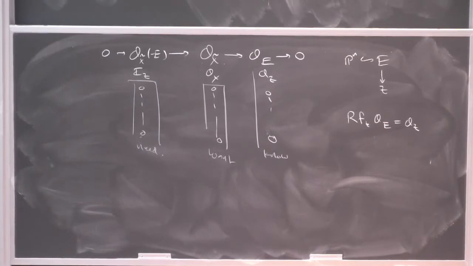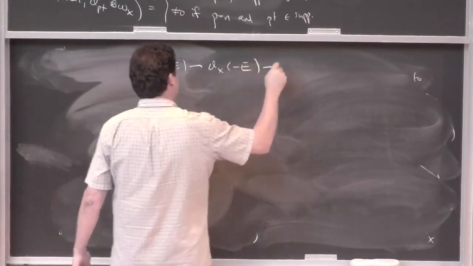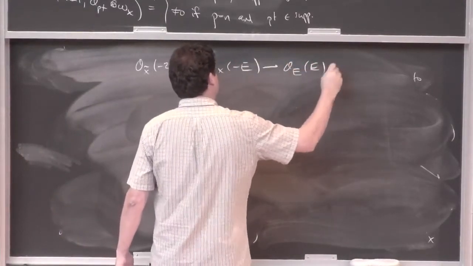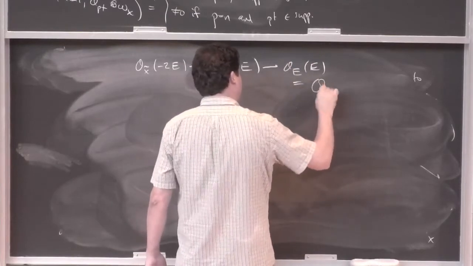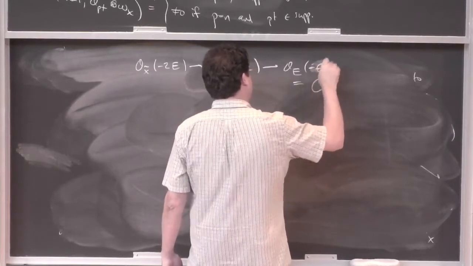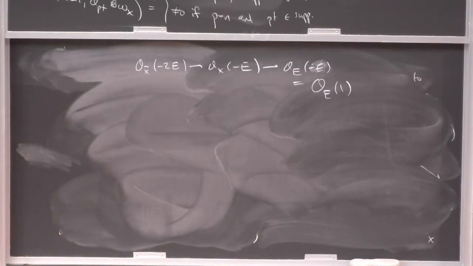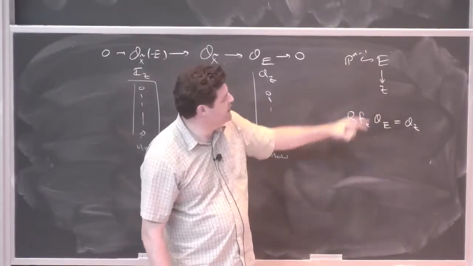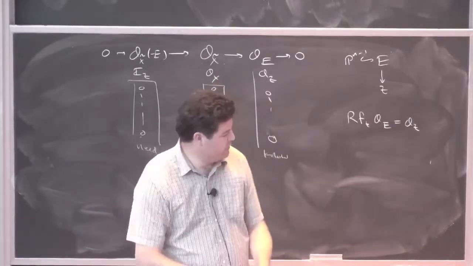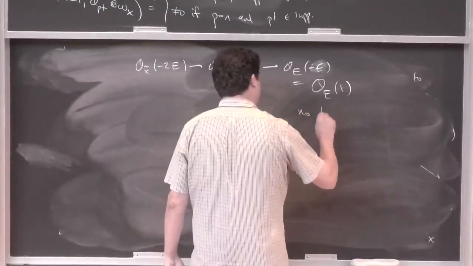So we can go O of minus 2E, O_X of minus E, O_E of minus E. And this is O_E of, sorry, this should be minus E of 1. If Z is a point, then E is a P^n, and it's a P^(n-1), and it's really O of 1. It's the relative O of 1 for E when you regard E as the projectivization of the normal bundle of Z. So this has no higher cohomology.